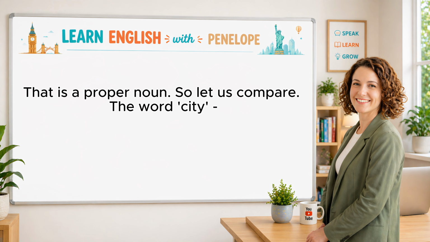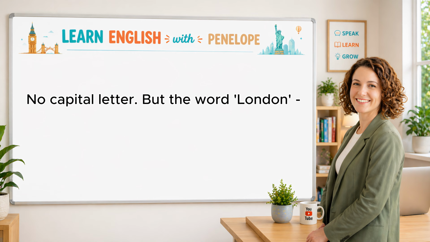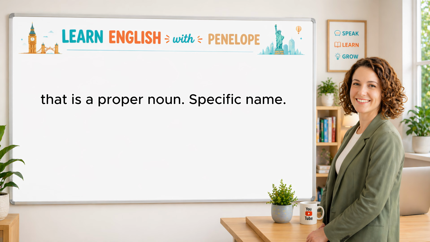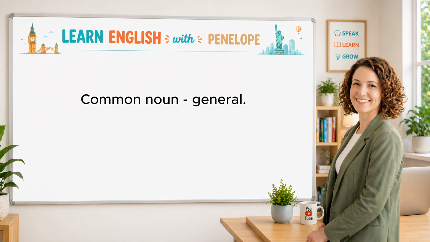So let us compare. The word city. That is a common noun, general word, no capital letter. But the word London, that is a proper noun, specific name, capital letter. Do you see the difference? Common noun, general, proper noun, specific, and always with a capital letter. You are understanding this so well.